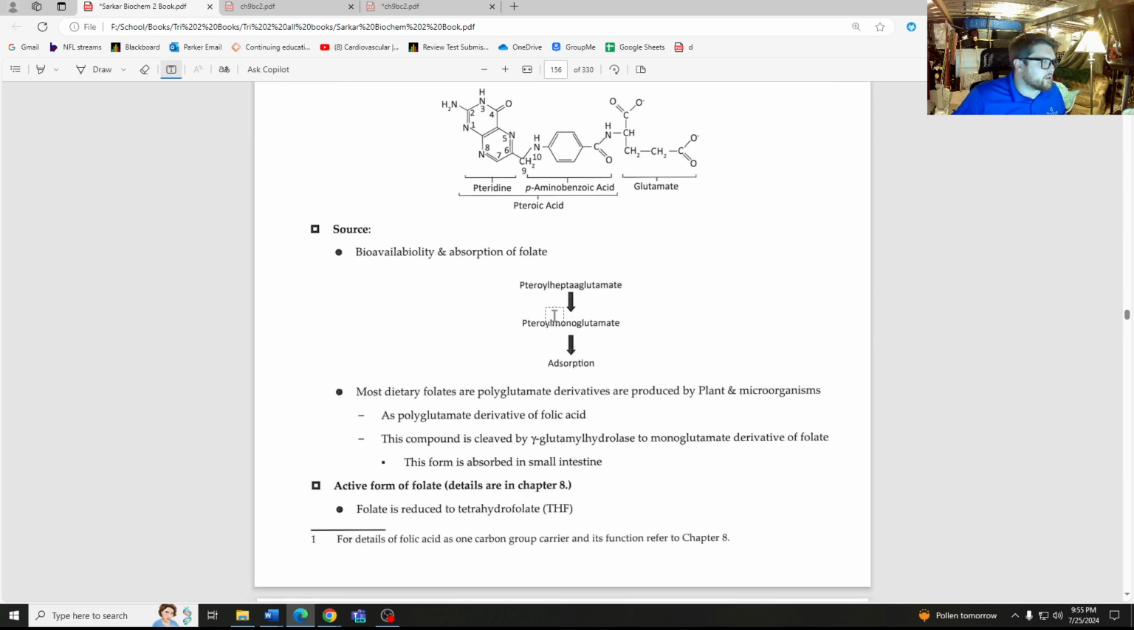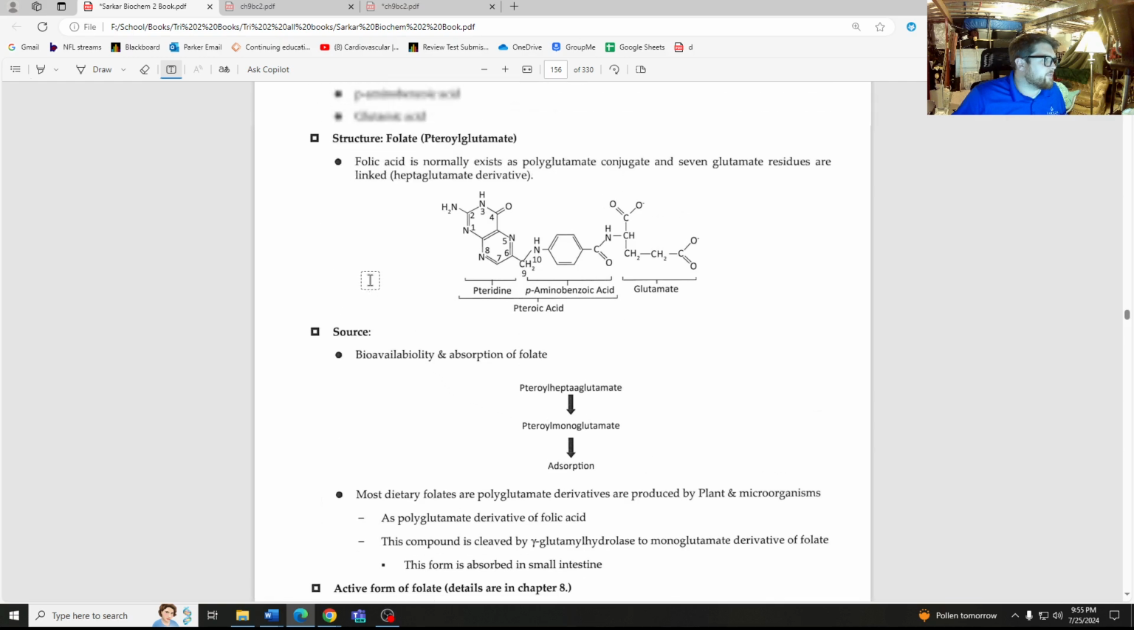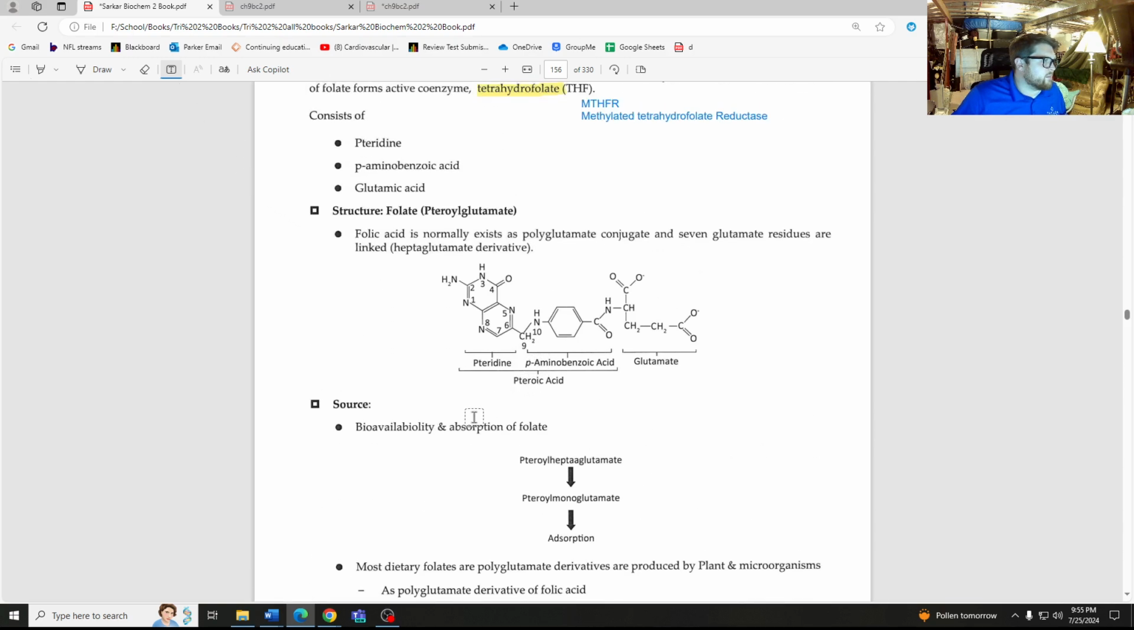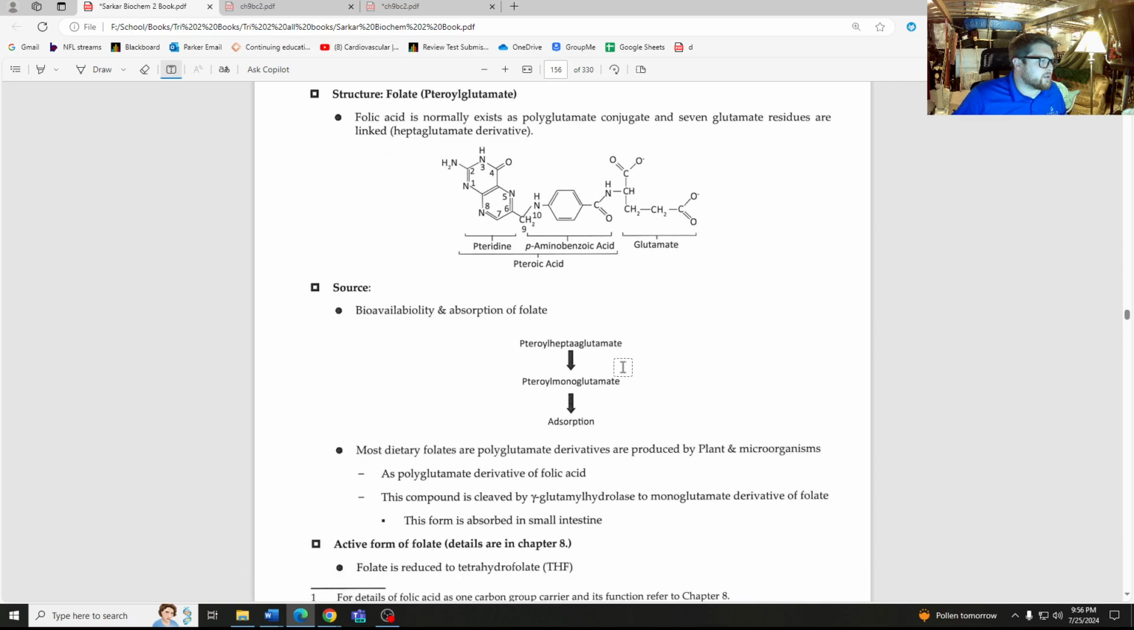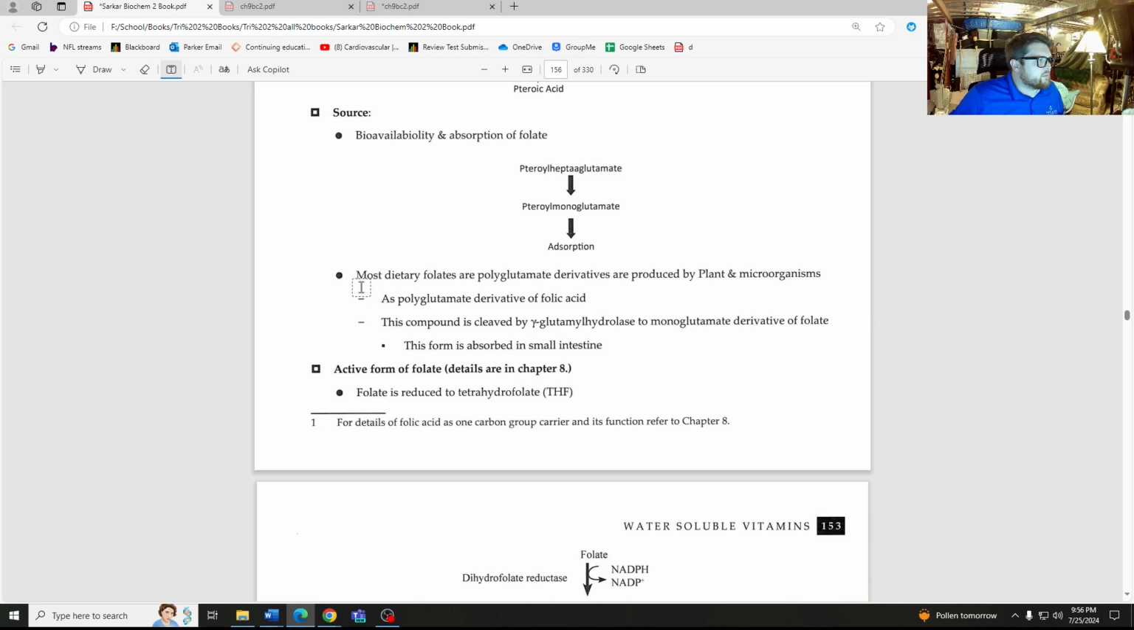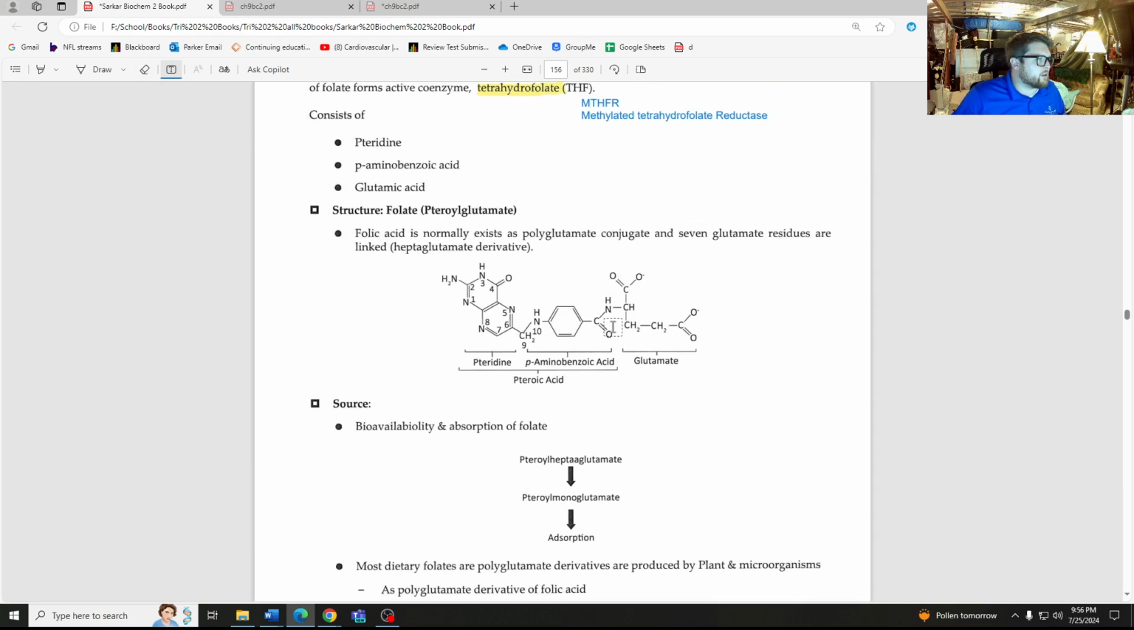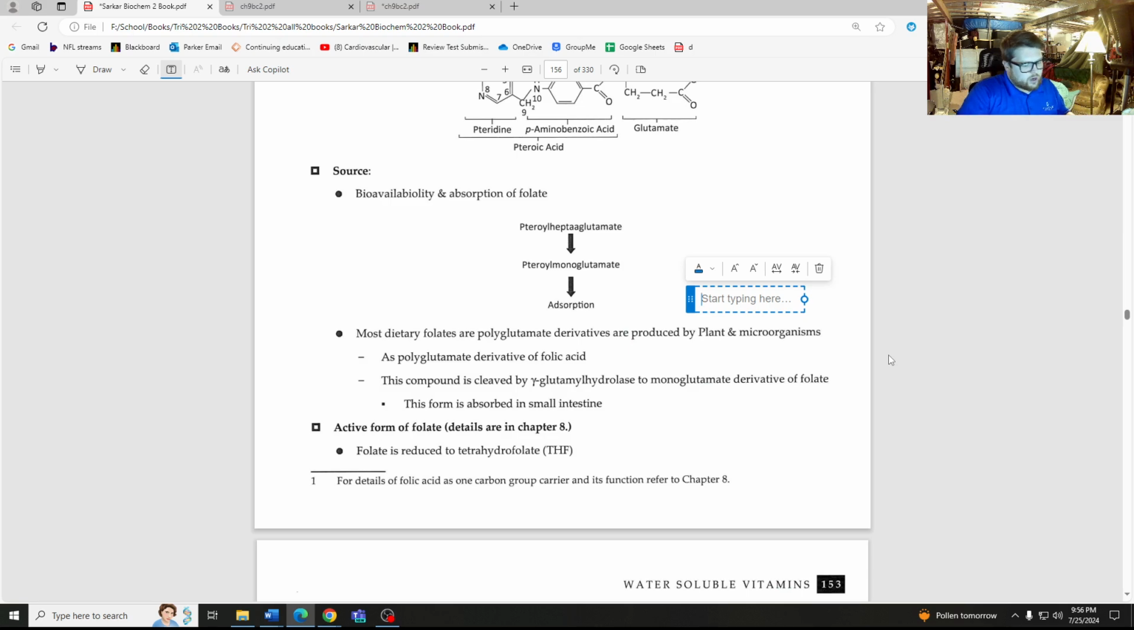Here is the structure. The source, bioavailability and absorption of folate. Again, this is obtained from the diet or intestinal microbes. Most dietary folates are polyglutamate derivatives, derived from plants and microorganisms. So, in general, the answer to this type of question, where do you get it from? It's going to be from microorganisms of the gut biome. That's going to be the answer choice.